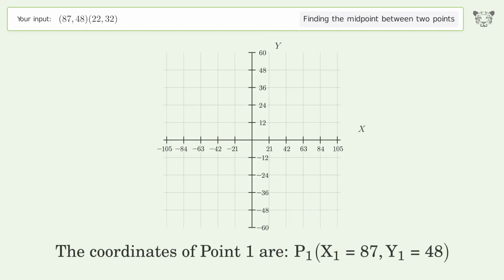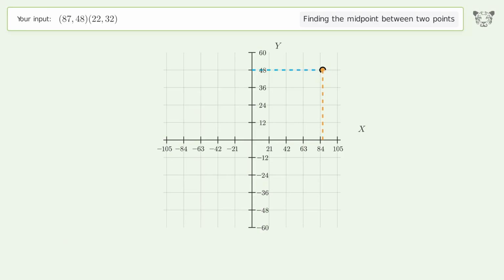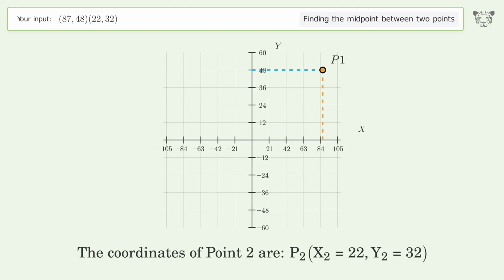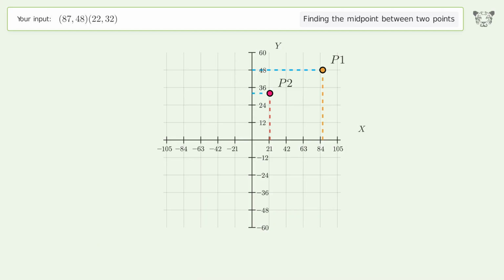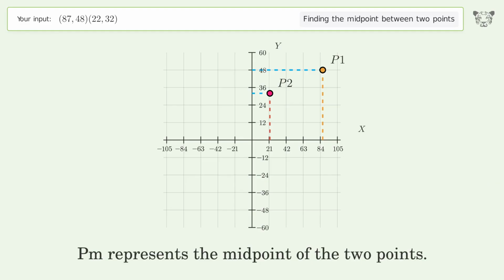The coordinates of point 1 are, x1 equals 87, y1 equals 48. The coordinates of point 2 are, x2 equals 22, y2 equals 32. PM represents the midpoint of the 2 points.